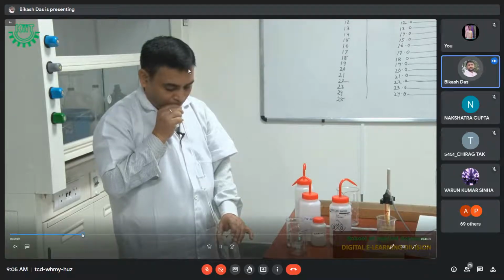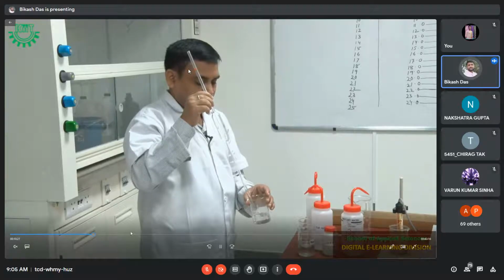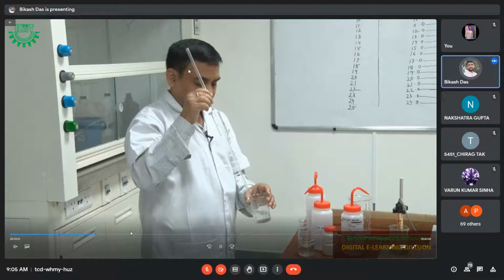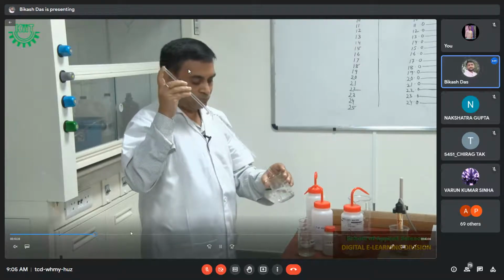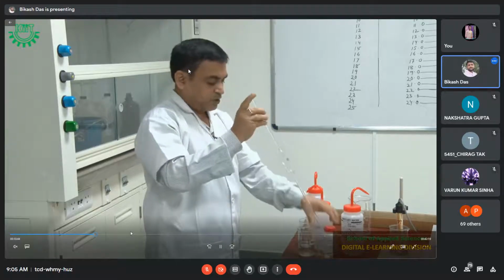And these 50 ml of solution we have to transfer into a beaker, not a conical flask, because you are going to immerse the electrode in that solution. So it needs a little wide space, but in a conical flask the mouth is very narrow. That's why we are using a beaker, so that the electrode can dip properly without any problem.